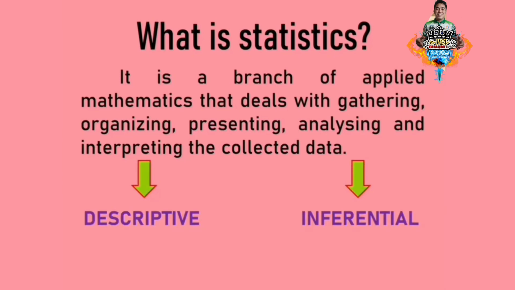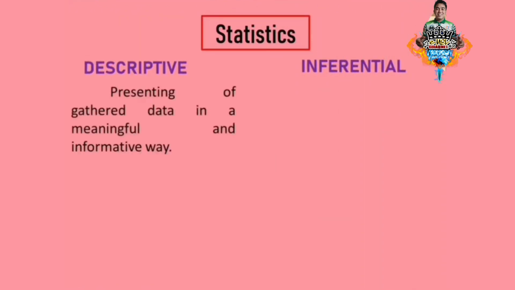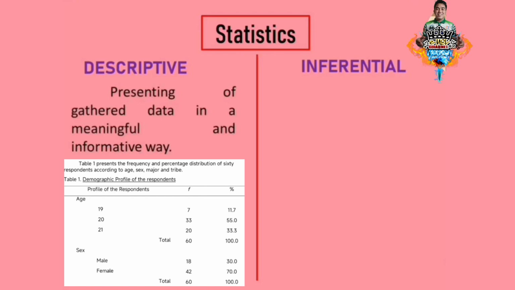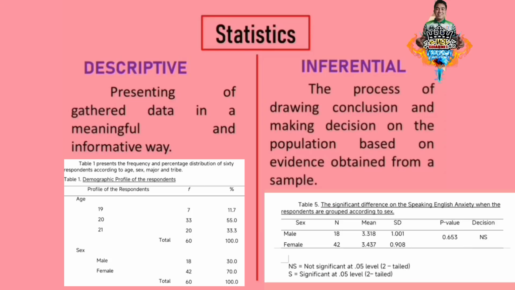By the way, what are these two? When we say descriptive statistics, it is the presenting of gathered data in a meaningful and informative way, while inferential statistics is the process of drawing conclusions and making decisions on the population based on evidence obtained from a sample. So meaning to say, it talks about the collected data.